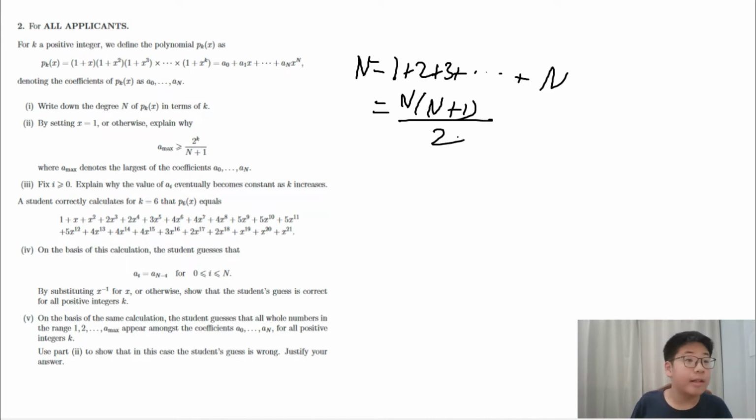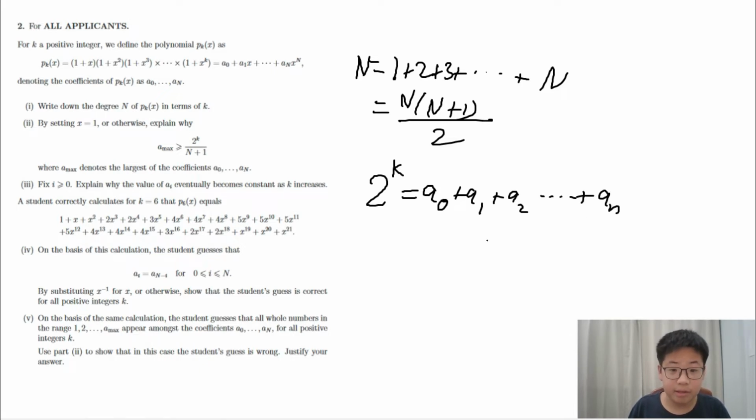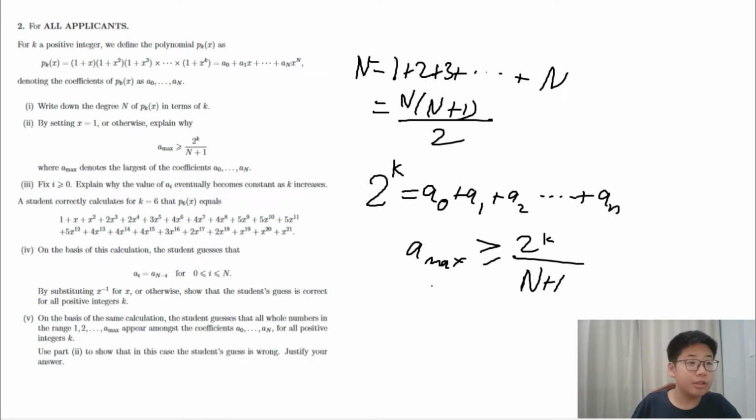Yeah, simple. By setting x equals 1, explain why a max is greater than or equal to 2^k over n plus 1. So, setting x equals 1, we have 2^k equals a0 plus a1 plus a2 plus ... plus an. So this means a max is greater than or equal to 2^k over n plus 1. And the result follows.